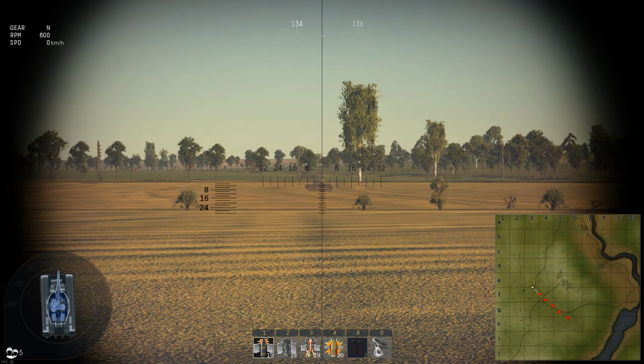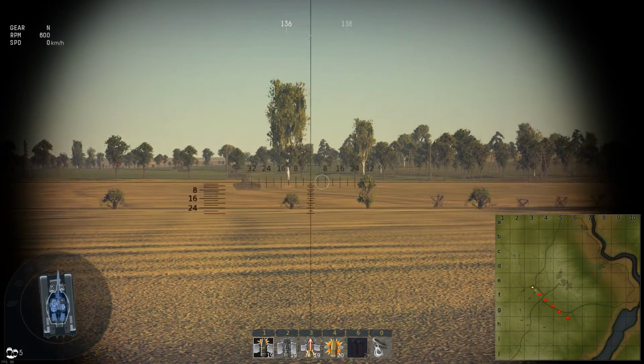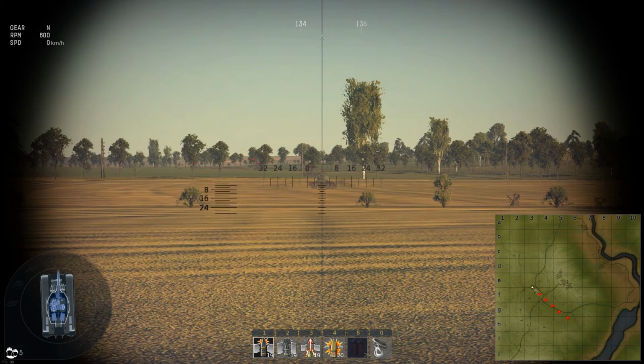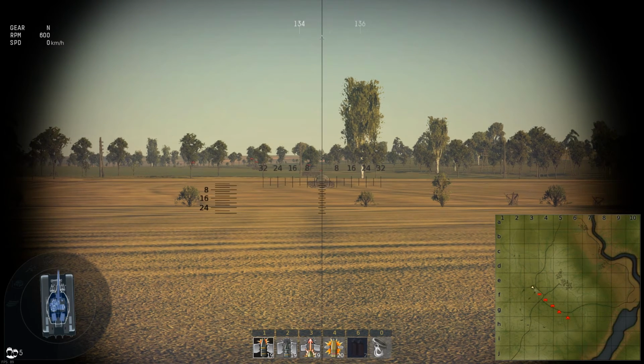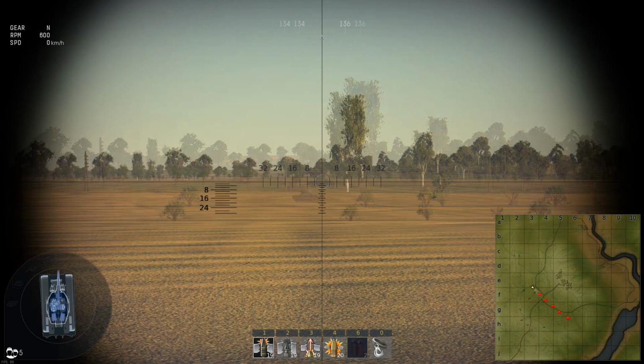And those are the main parts of your scope that we have in War Thunder. If they ever add in historical scopes, I'll go over those, but I really doubt that that'll ever happen. So let's look at the first way to actually range in a shot.